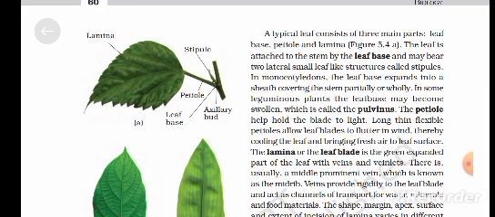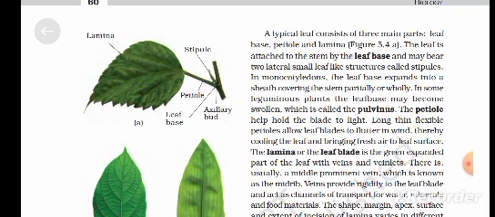A typical leaf consists of three main parts: the leaf base, petiole, and lamina. The leaf is attached to the stem by the leaf base and may bear two lateral small leaf-like structures called stipules. In monocotyledons, the leaf base expands into a sheath covering the stem partially or wholly. In some leguminous plants, the leaf base may become swollen, which is called pulvinus. The petiole holds the blade to light.